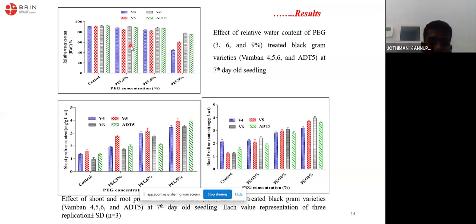This graph illustrates the effect of different concentrations of PEG, 3, 6 and 9%, on relative water content and shoot and root proline content for 4 black gram varieties. The intensity of osmotic stress gradually decreased the relative water content in each variety when compared to control. The lowest relative water content was detected at 9% PEG treatment in 1.4 compared with the other 3 varieties.